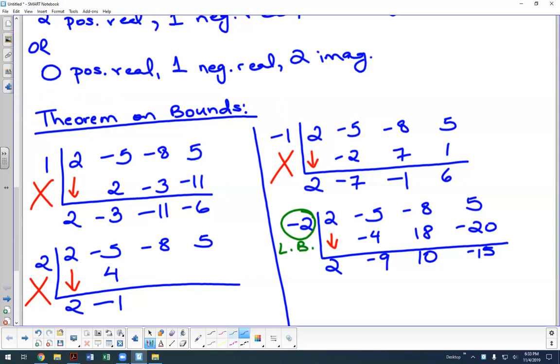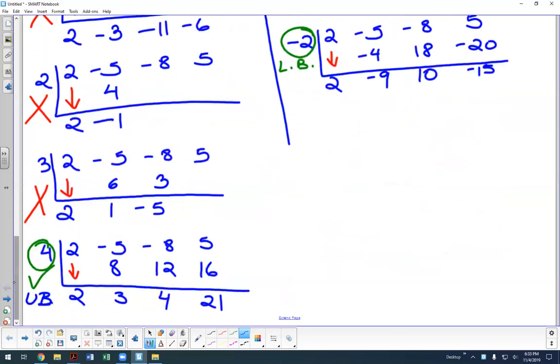Okay, so that is actually our lower bound, right? Because we're alternating in signs. We've got positive, negative, positive, negative. So as far as our bounds go, our x is going to be between +4, which is the upper bound, and -2, which is our lower bound.